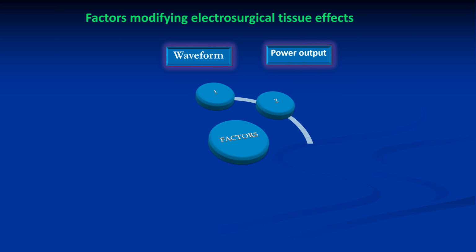The second factor is power output. In general, surgeons should use the lowest effective power setting to achieve the desired effect because higher wattage is associated with increased risk of unintended tissue burn. A power setting of between 50 watt and 80 watt is recommended for effective cut mode, whereas a setting of between 30 watt and 50 watt is recommended for effective coagulation mode.